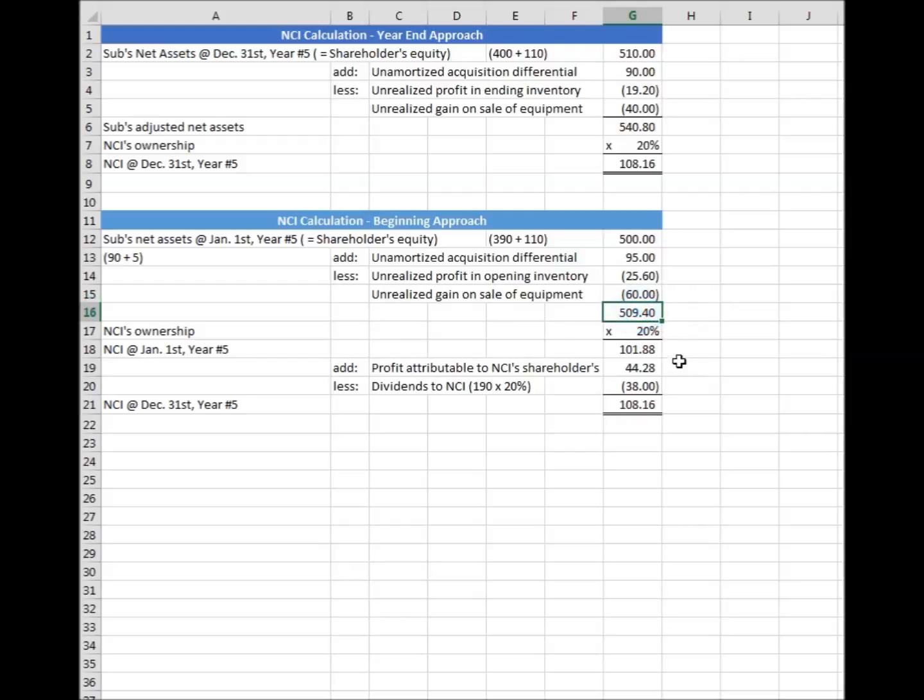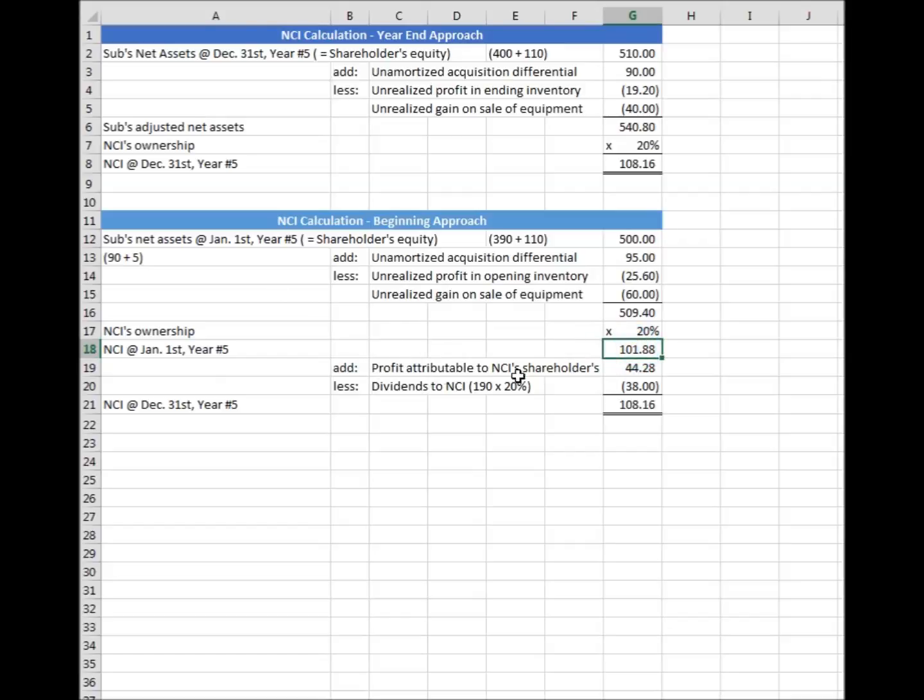All right, and then you should get an adjusted non-controlling interest of $509.40, and you multiply that by 20%. You'll have non-controlling interest ownership at the beginning of the period of $101.88.